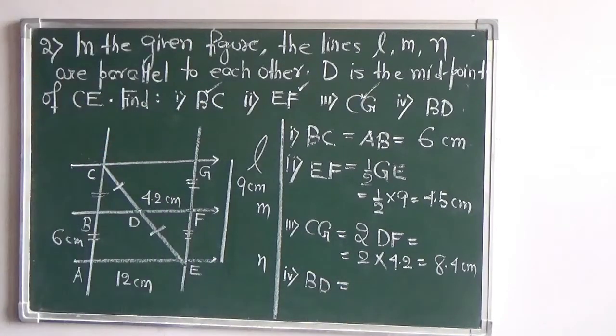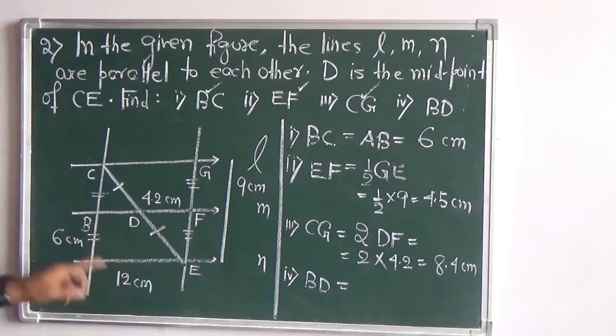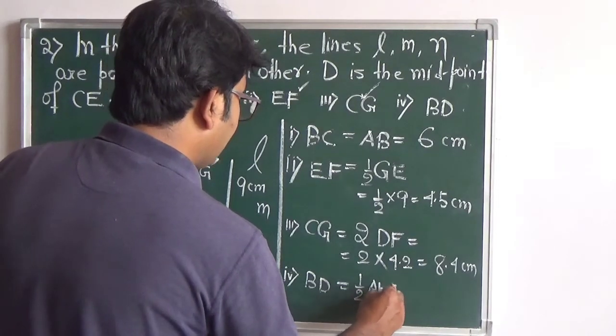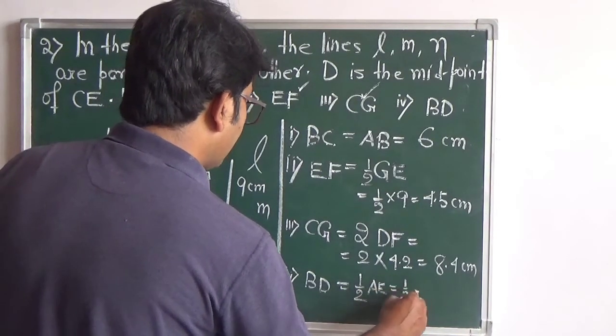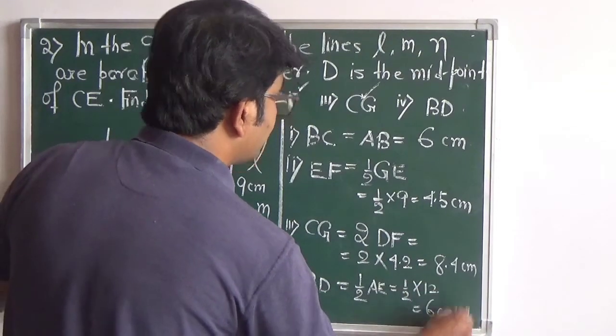Where is BD? So this is BD. Again in triangle CAE, B is the midpoint of the side CA, D is the midpoint of CE. So BD is parallel to AE and BD will be half of AE. So BD is half of AE and AE is given as 12 centimeters. So that comes to 6 centimeters.